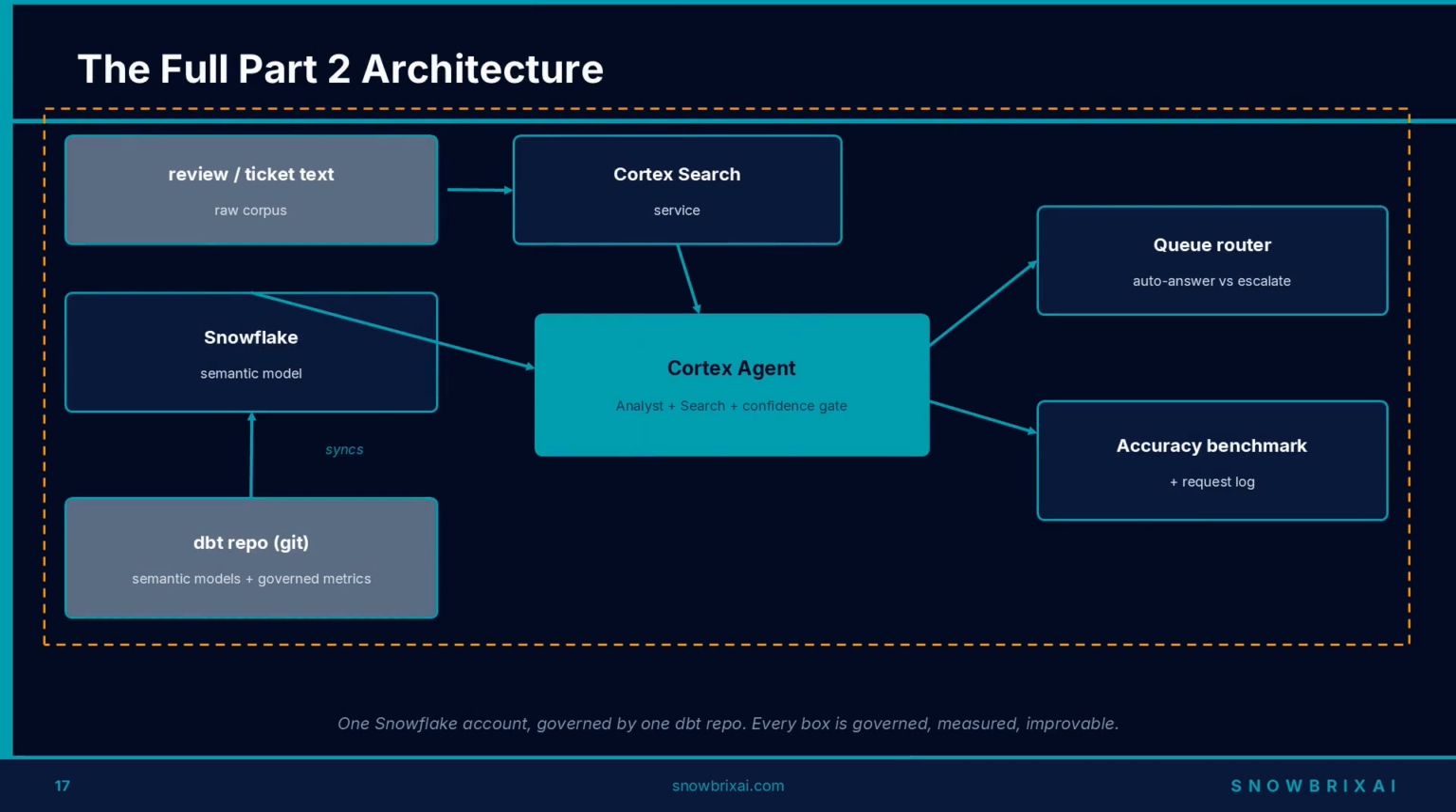Step back and see the whole of part 2. The DBT repo in Git holds the governed metrics, the single source of truth. It syncs into the Snowflake semantic model, and Cortex Search indexes the review and ticket text. The Cortex Agent orchestrates both, the analyst for numbers, search for text, behind a confidence gate. Out one side, the queue router; out the other, the accuracy benchmark and the request log. One Snowflake account, one governed repo. Every box governed, measured, improvable.